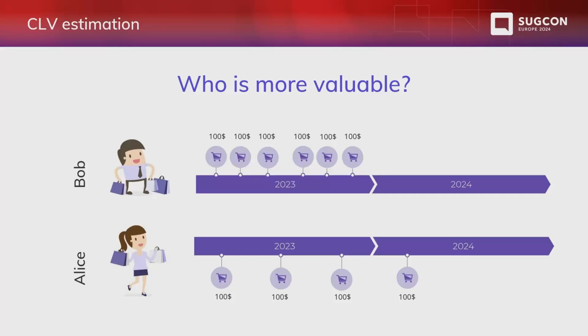So let me explain. If we base our estimate of customer lifetime value only on some average values like average frequency and average order value, we would be misled into thinking that in this example, Bob will be more valuable than Alice over time. Like he spent $600 and Alice only $400.